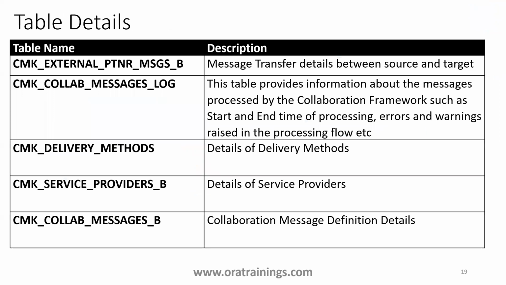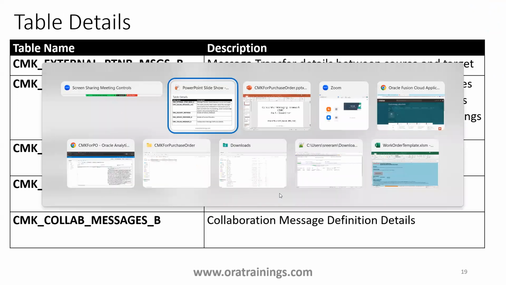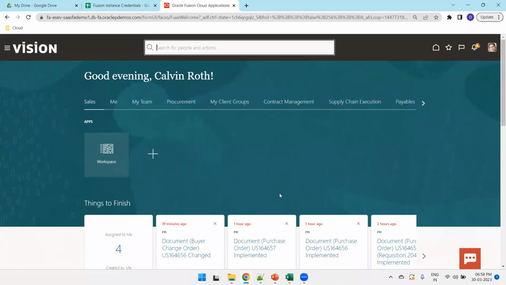And coming to the last one, the table details. These are some of the CMK table details, which have very important information when you want to validate the delivery messages, when you want to validate what is available in your system, whether something is configured or not, whether something has a status inactive or not. You can find out all this information at the table level. So now we'll navigate all the steps once again.